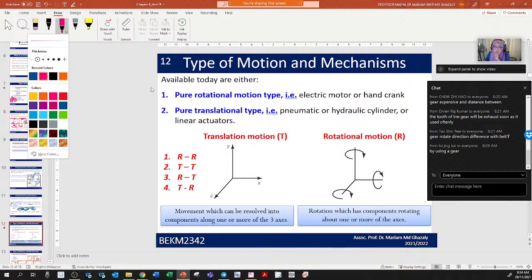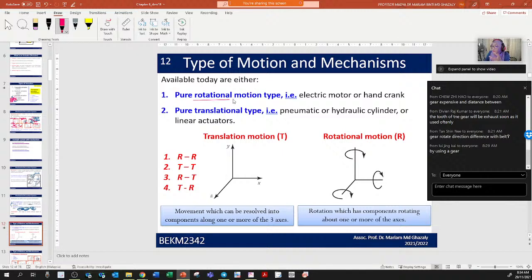Okay, rotational motion is the one that you see when it rotates. For example, an electrical motor: you give a voltage or current to the motor, and it is going to rotate, depending on the voltage. And translational is what you have learned in the linear hydraulic actuator or pneumatic actuator.